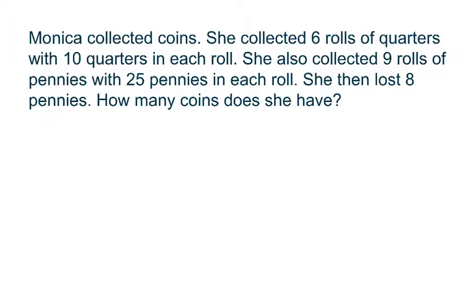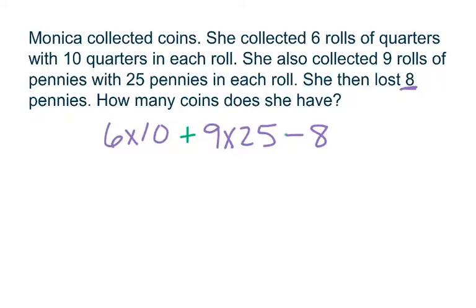So she has 6 rolls of quarters with 10 quarters in each roll, so 6 times 10. She also collects 9 rolls of pennies with 25 pennies in each roll. She lost 8, so we have to subtract that 8. And because I want to know how many coins she has, well, pennies and quarters are coins, so I would be adding these two pieces together. All right, my first step is going to be to multiply. That's what my order of operations, or PEMDAS, tells me.